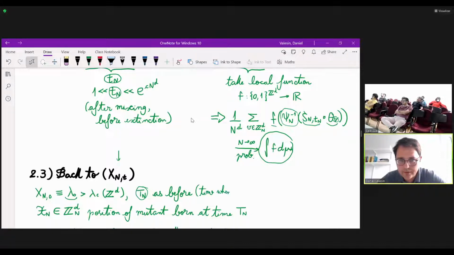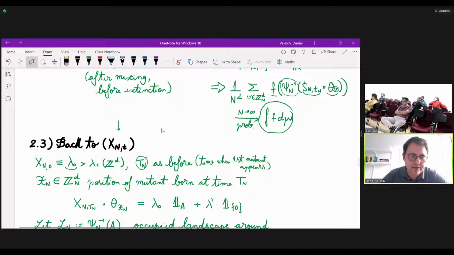when the first mutant appears. So that was Tn. And now I want to define this funny Xn. This is going to be the position of this mutant. Position of the mutant born at time Tn.